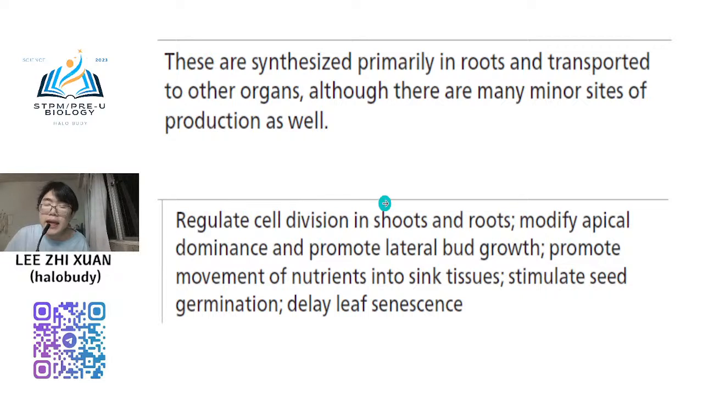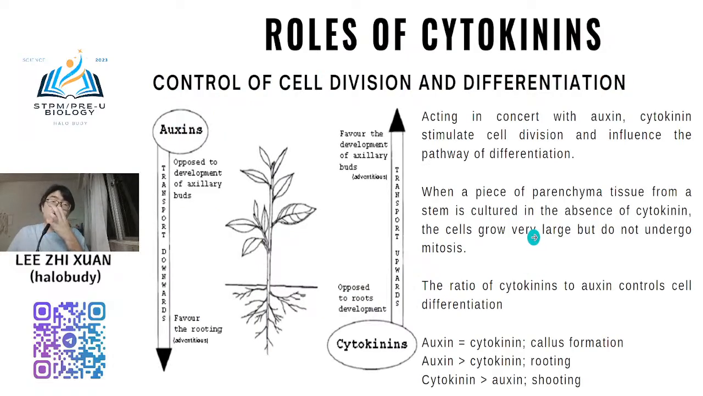And then not only that, it will also modify apical dominance, promote lateral bud growth, promote movement of nutrients into sink tissue, stimulate seed germination, and also delay leaf senescence. But mostly we will focus on cell division and also the apical dominance. Okay, so these are the roles of cytokinin. It acts as the control of cell division and differentiation process.